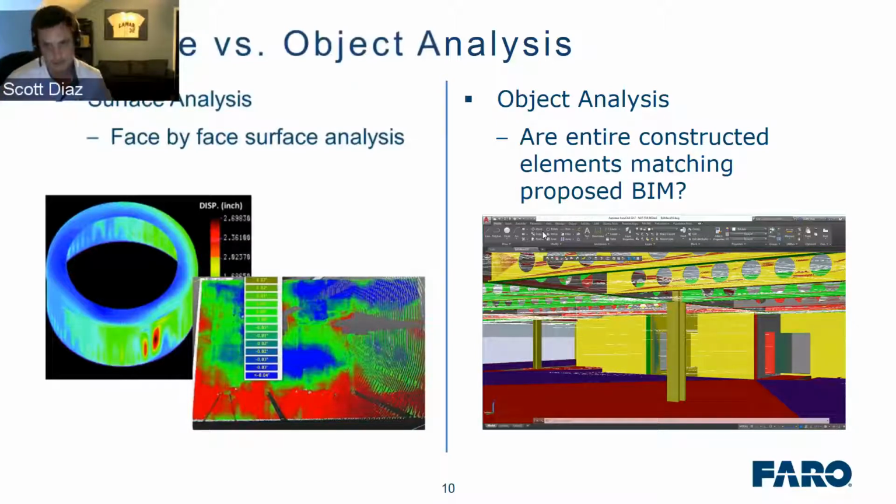But next to that, we have object-based analysis, right? Is this entire element, this BIM element, aligning with existing conditions as elements are being constructed in the field? So in this case, is the beam in line with the as designed? And if not, how far off is it and in what direction? So two different methods for looking at QA/QC.